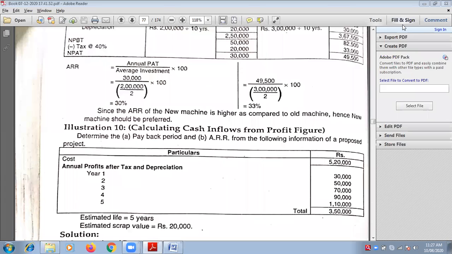Five years' profit is given. Which profit is given? After tax. What is the estimated life of the project? 5 years. And the estimated scrap value is 20,000. Why is this information available? Because we need to add back the depreciation. And to add it back, you need to calculate the depreciation because it is not readily available to you. Okay, am I clear with the concept?